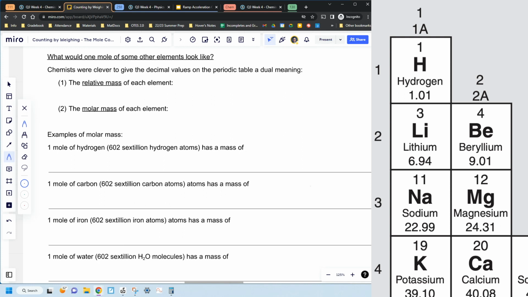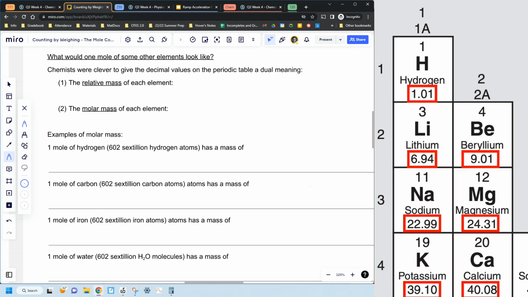So we've been focusing on the definition of Avogadro's number as the number of hydrogen atoms in 1 gram. What would a mole of some other elements look like? Chemists were very clever in coming up with all of these definitions so that the decimal values on the periodic table have a dual meaning. The first meaning is it's the relative mass of each element.